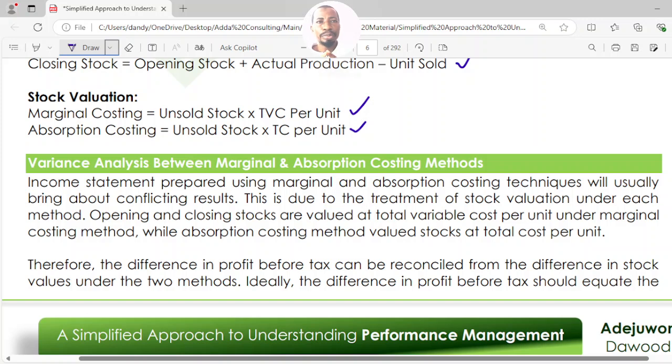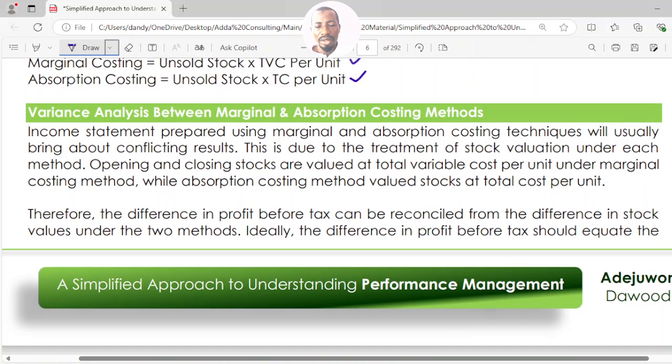Generally, when you prepare income statements using marginal and absorption costing, the two techniques will produce conflicting operating performance. The operating performance of the two techniques will be different. The reason is the method of valuing stock. The marginal costing approach values opening and closing stocks using total variable cost per unit, whereas the absorption costing method values stock using total cost per unit.